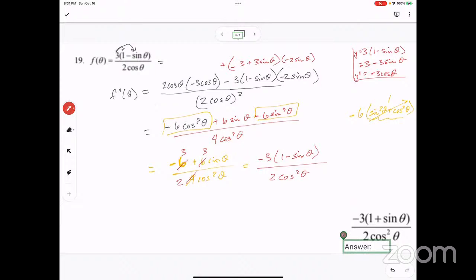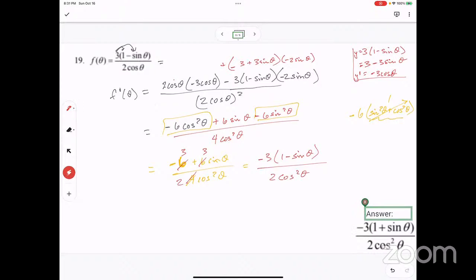-3 cosine theta. So it's 1, 3. All right, let's check it out. Low d high minus high, derivative of the low is going to be -2 sine theta, right? So then I took the -3 and I distributed it in: -3 times 1 is -3. -3 times negative sine is a +3.